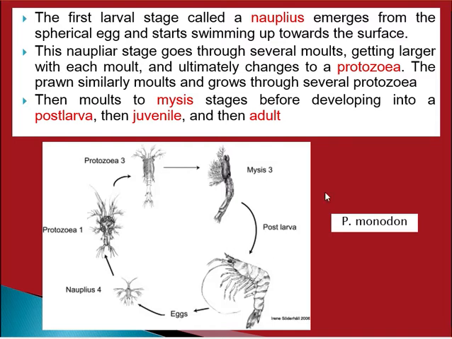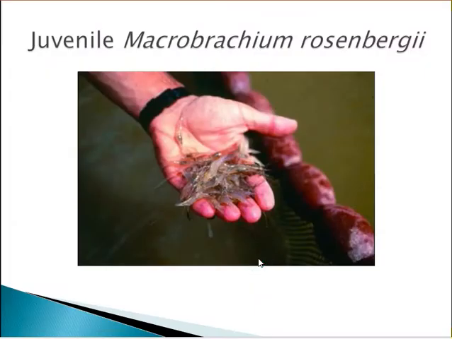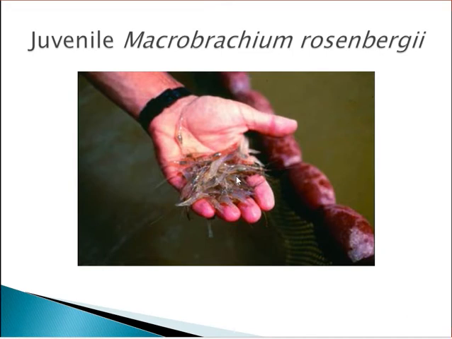Here I have shown the life cycle of Penaeus monodon. You can see the nauplii, protozoea, mysis, post larva, and the adult here. This is another example, that of the banana prawn, where you can see the zoea stage and the nauplius stage. The eggs develop into the nauplius, the zoea, the mysis, post larva, juvenile, and the adult. So this is that of the banana prawn, and you can see a juvenile Macrobrachium rosenbergii here.